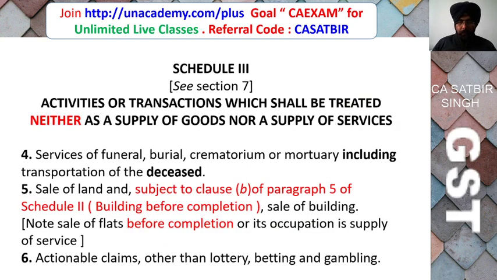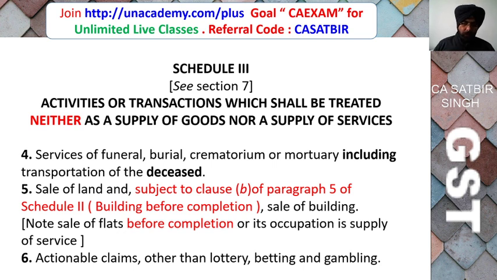Service of a funeral, burial, crematorium or mortuary, including transportation of the deceased. So when the person dies and transportation services are provided or mortuary services are there, funeral services, no GST has to be paid on this. Sale of land is there, sale of building is there, so no GST has to be paid.